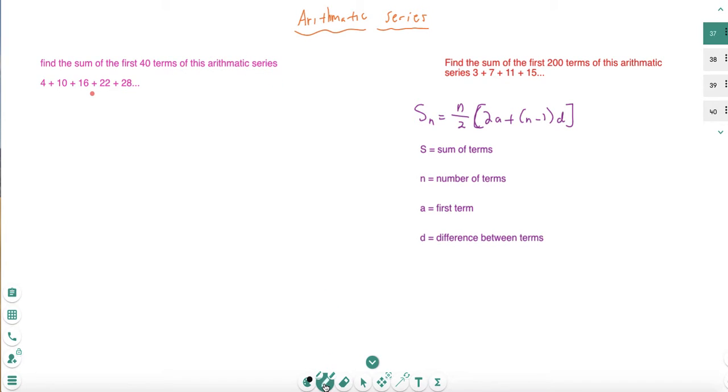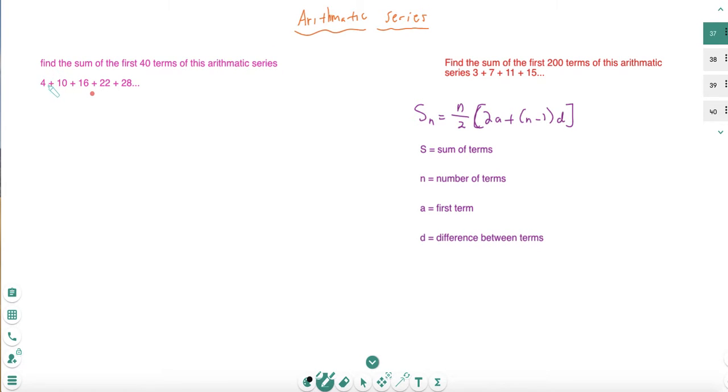First of all, the word arithmetic refers to a sequence where the jump between every term is exactly the same, okay? So you can see here, the jump between each term is 6. We call this an arithmetic series because the jump is 6 every single time. A series means that we're going to be adding the terms together. So hence why it says find the sum of the first 40 terms of this arithmetic series.